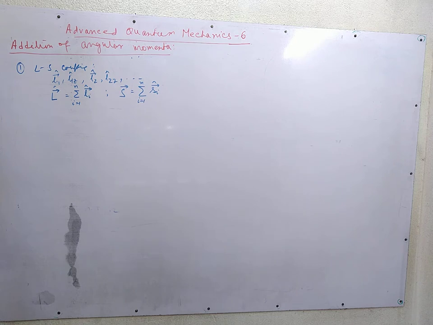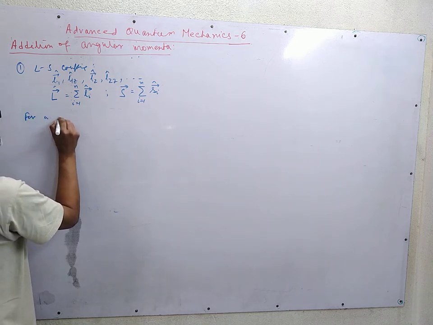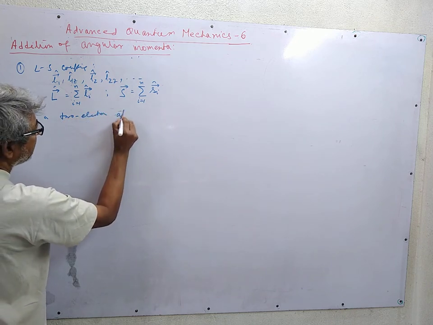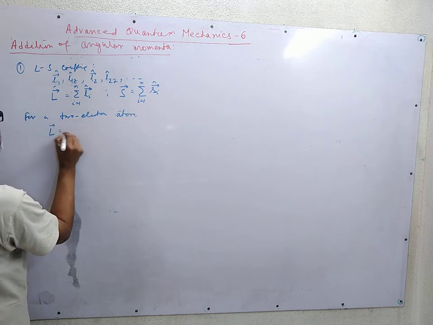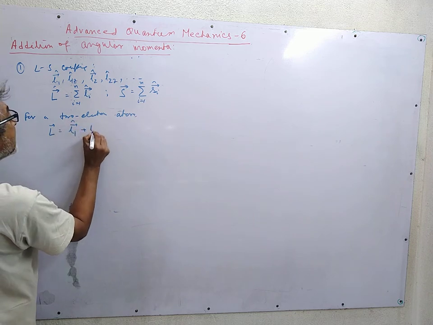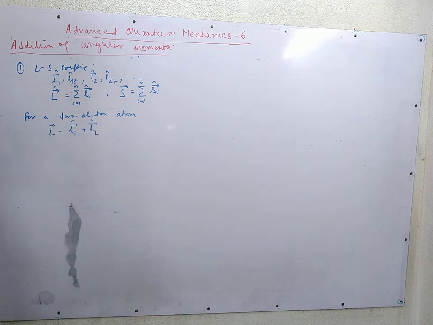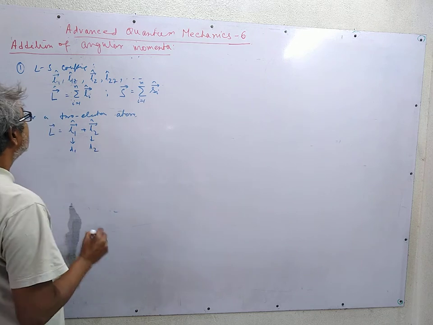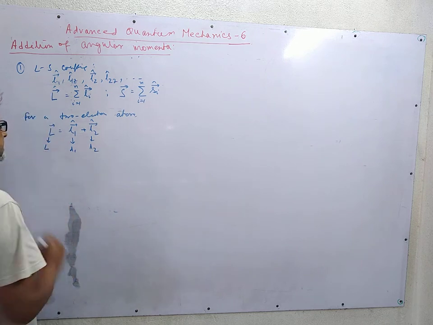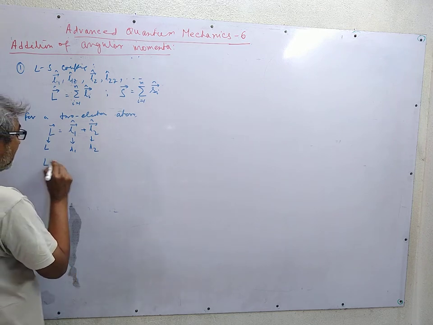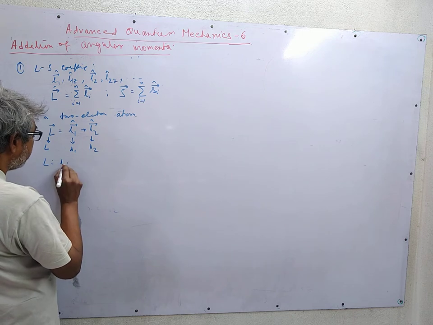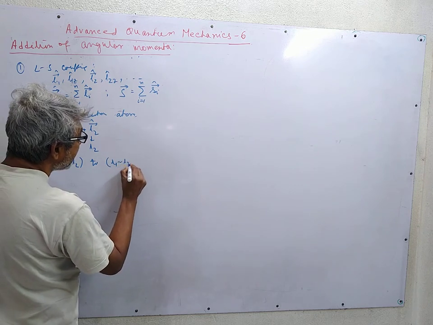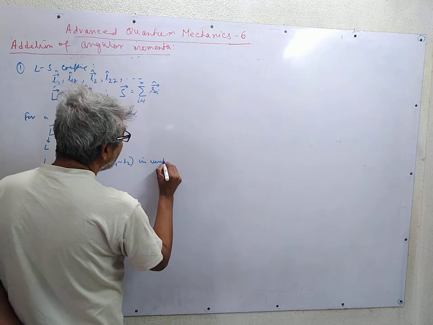Say we consider a two-electron system. For a two-electron atom, L is equal to the L1 operator plus the L2 vector operator. Say the quantum number corresponding to L1 is small l1 and that to L2 is small l2. Then the quantum number capital L has values from l1 plus l2 to the difference of l1 and l2 in unit steps.